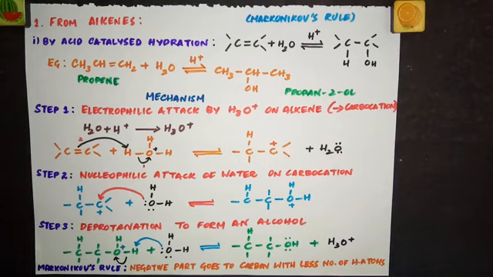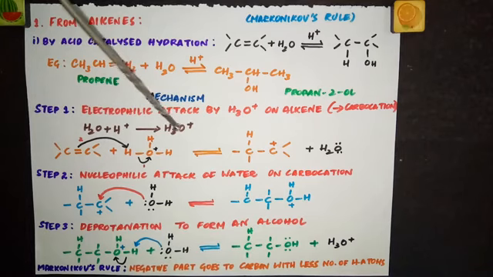In the first step, what will happen? Electrophilic attack by H3O+ on alkene. When there is electrophilic attack on alkene, the alkene is protonated, which means an H is added to the alkene. Now see what happens. We have taken water in the presence of H+. They both react to give you H3O+, which is the hydronium ion. Now this hydronium ion is going to attack this alkene.